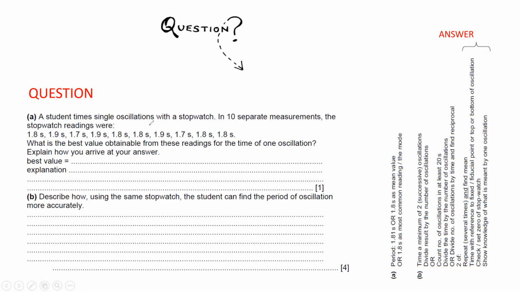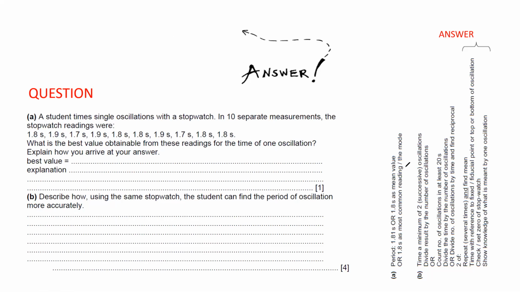What could be the best answer here? The student is getting different answers, but you can see one of the answers is repeated many times. So what is the best value here? The best value for this experiment is 1.8. And what is the reason? Because it repeats many times, or when you find the average, you will find 1.8 will be the average.